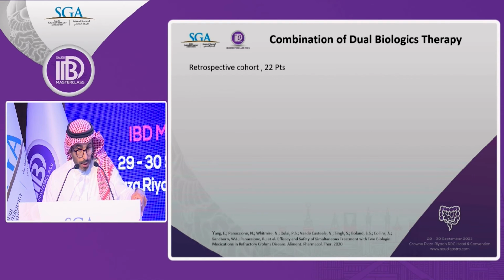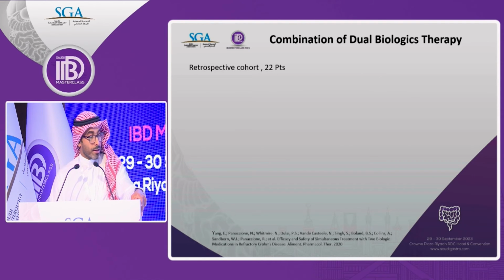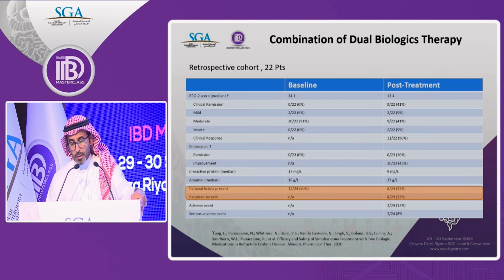Combination of dual biologics: do we have good evidence on this? It was a retrospective cohort analysis of 22 patients. At baseline, 50% of patients presented with fistulas. After treatment with dual therapies, it was 33%. So there is a trend that you may use it. I'm looking at combination therapy with biologics. It could be in the near future.